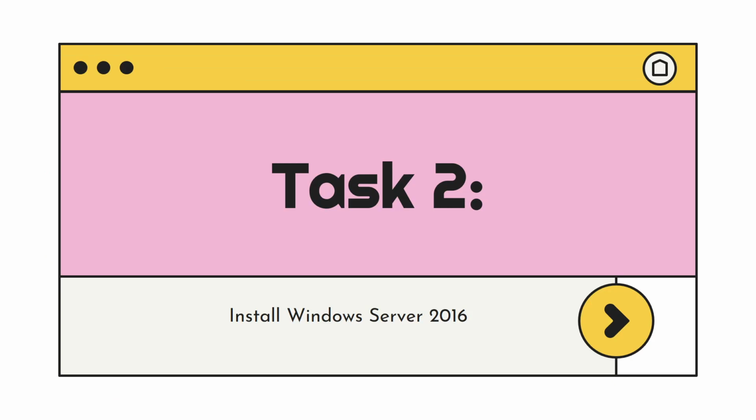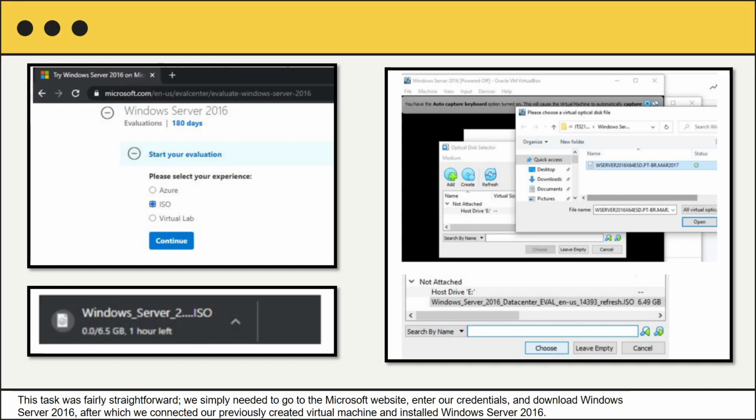Task 2. Install Windows Server 2016. This task was fairly straightforward. We simply needed to go to the Microsoft website, enter our credentials, and download the Windows Server 2016, after which we connected our previously created virtual machine and installed Windows Server 2016.